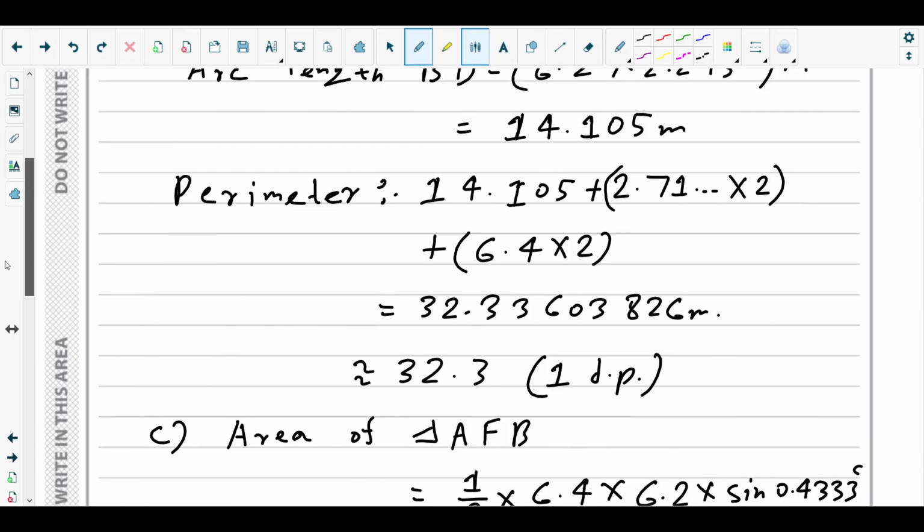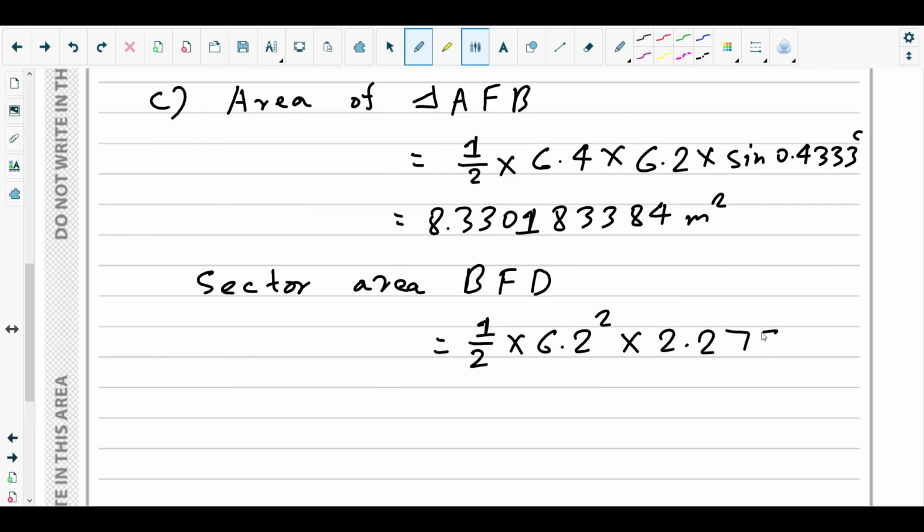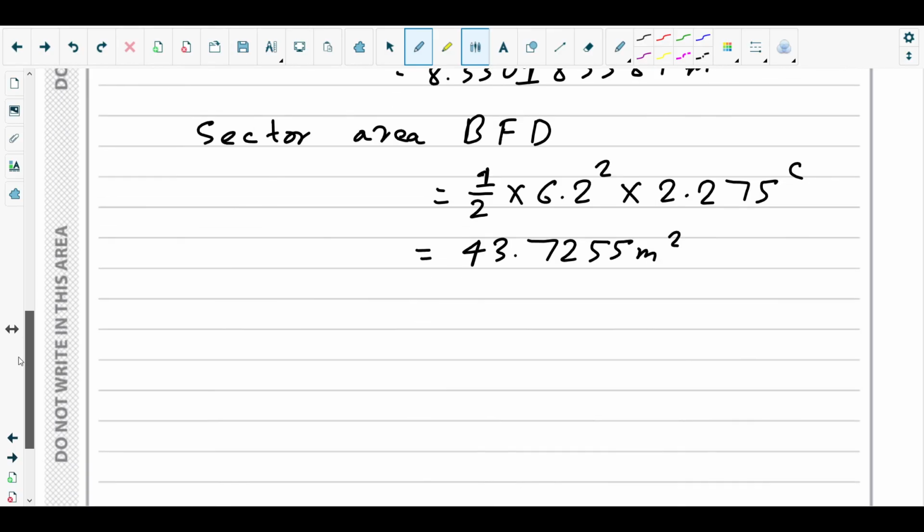So sector area BFD equals half of r square theta, right? Half of 6.2 square, and theta is 2.275 radians, isn't it? So the value would be half of 6.2 square times 2.275, that is 43.7255 meter squared.